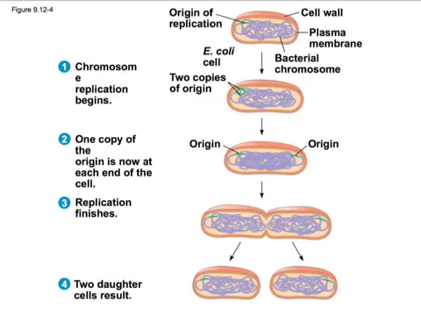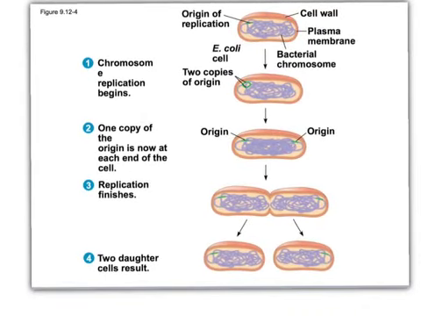In prokaryotes now, cells that do not have nuclei, they still need to replicate their DNA, correct? We don't want to produce cells that don't have a full copy of the genetic material. So what you see here is a diagram of DNA replication and separation of the cells. It is a lot less complex. Here is E. coli, your typical prokaryotic cell.